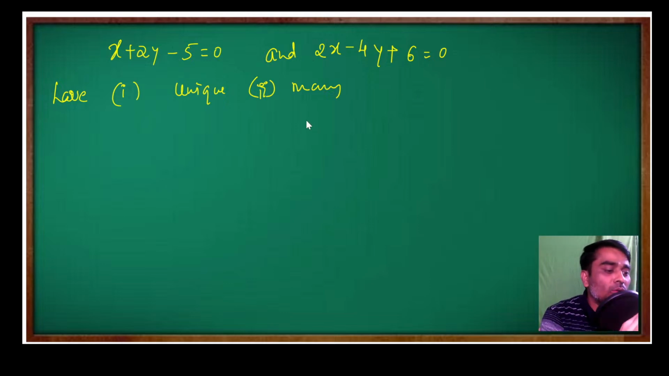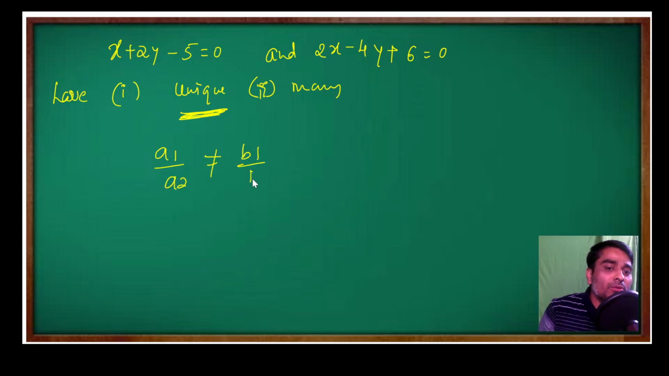So how do we get to know? We have 3 conditions, right? Let's check for unique first. What is the condition for unique? A1 by A2 should not be equal to B1 by B2. This is the condition for a unique solution. If this is true, then we'll stop here only. So now I want A1, A2, B1, B2. My A1 is 1, my B1 is 2, my A2 is 2, my B2 is minus 4.